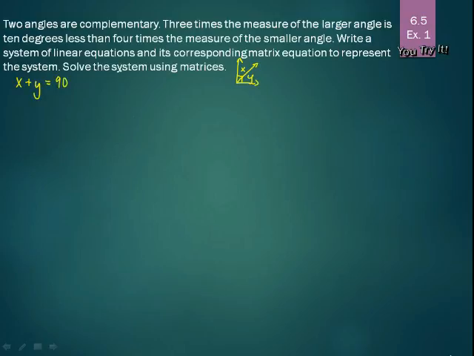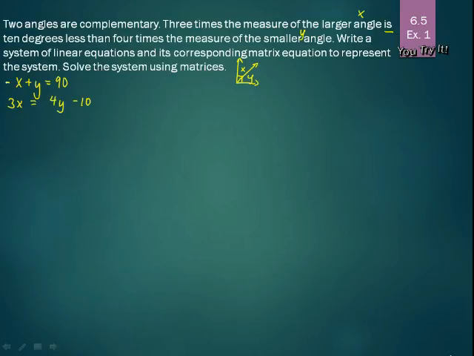And then it also tells us 3 times the measure of the larger angle is, and "is" is often a word used for equals, 10 degrees less than 4 times the measure of the smaller angle. And so let's just call the larger angle x and the smaller angle y. So 3 times x equals 10 degrees less than 4 times the measure of the smaller angle. So 10 degrees less would be 10 subtracted from 4y.